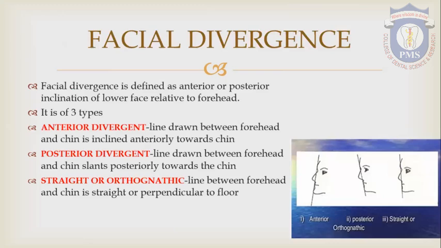Now, facial divergence. Facial divergence is defined as an anterior or posterior inclination of lower face relative to the forehead. It is of two types. Anterior divergence, that is a line drawn between the forehead and chin is inclined anteriorly towards the chin. The posterior divergence, that is a line drawn between the forehead and chin slants posteriorly towards the chin. Straight or orthognathic, that is a line between the forehead and chin is straight or perpendicular to the floor.